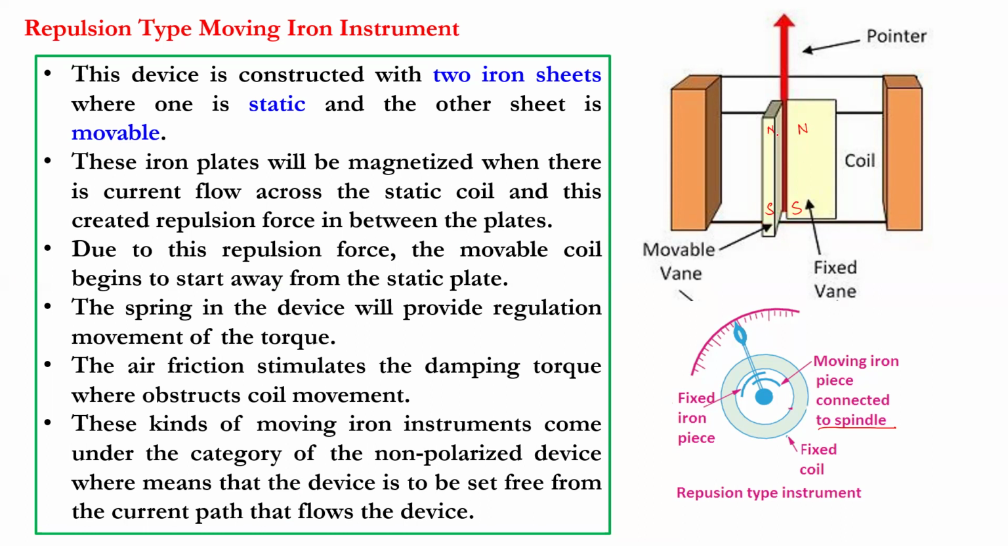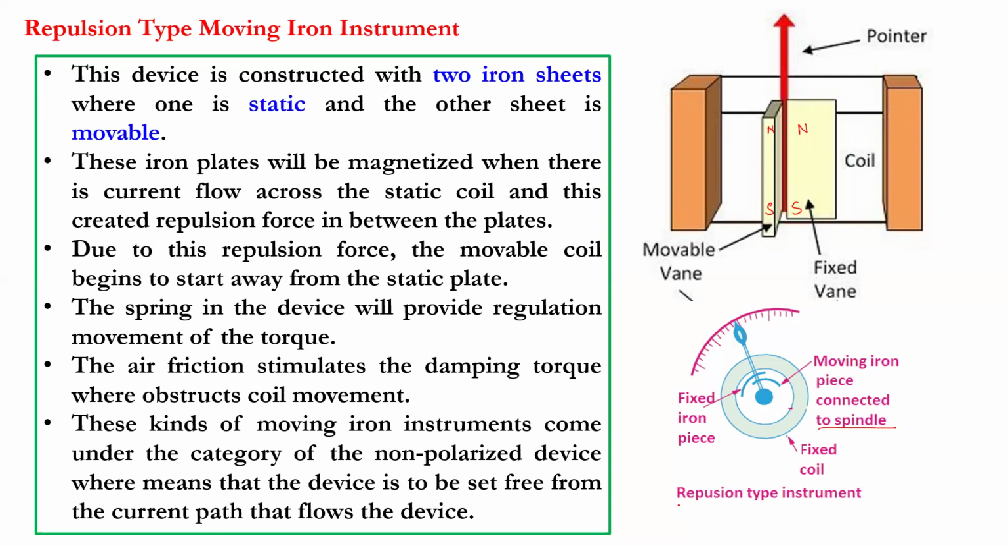Then they repel each other. Then the deflecting pointer will move. Same principle, that due to the repulsion nature, the pointer will move. And we can observe one thing here, deflecting torque. If the pointer moves, and obviously we can use some springs for spring control, we can use some air friction or fluid friction for the damping torque. That's it. These are the three things.